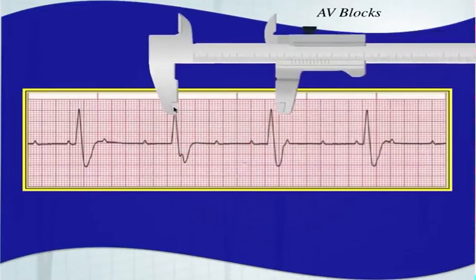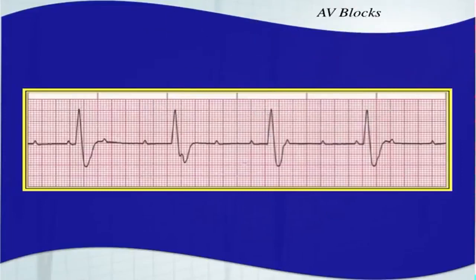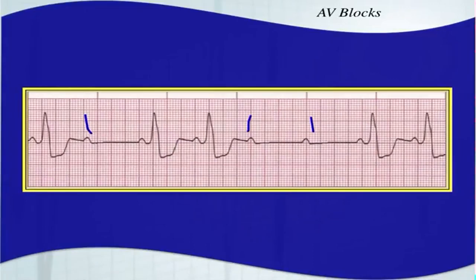Your R to R interval will stay regular. So this is a third degree AV block because you have complete AV dissociation. Your P to Ps will be the same, your R to R will be the same, but they are not associated with each other.